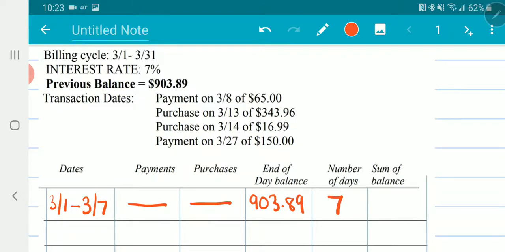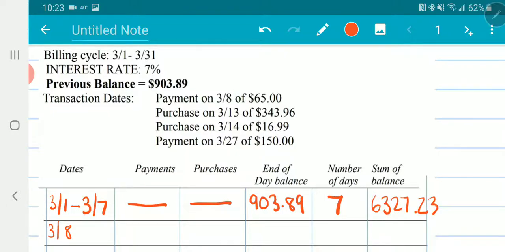In order to figure out your sum of the daily balance, all you have to do is multiply 903.89 times the number of days. 903.89 times 7 is going to be $6,327.23. And now we're moving on to the next day. After the 7th comes the 8th. Again, this is a continuous stretch of days. We're not skipping any days. We're just breaking them down in different ways.